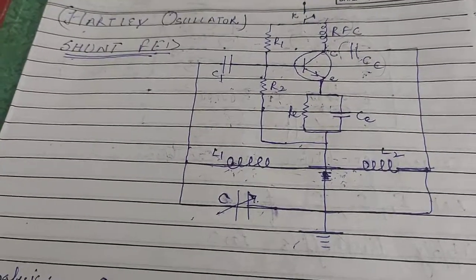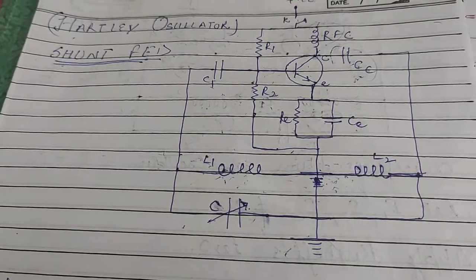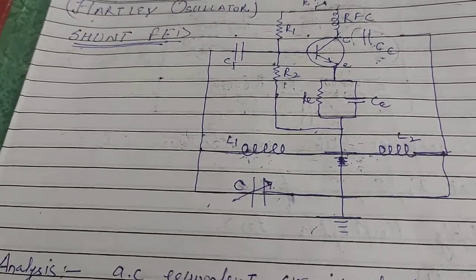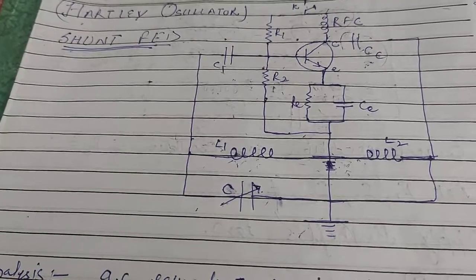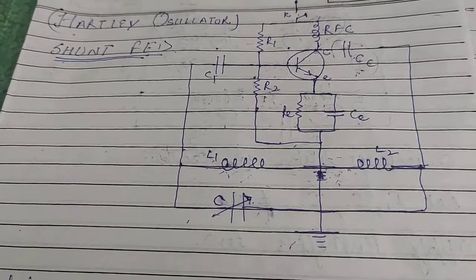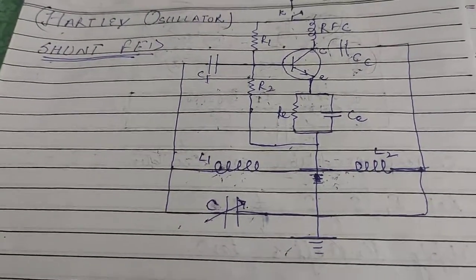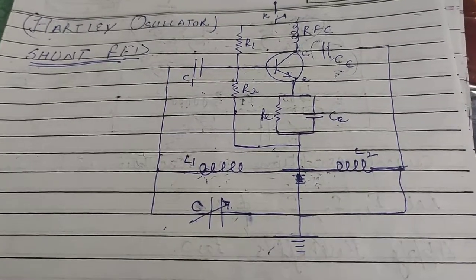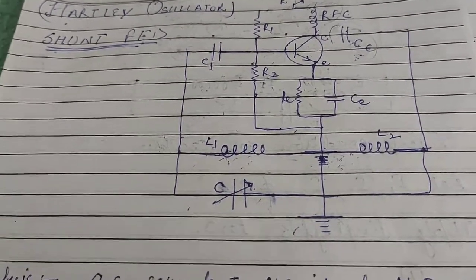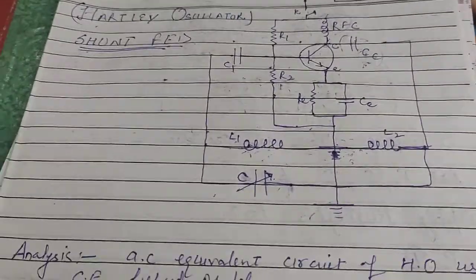Since we have used a common emitter transistor, it introduces a 180 degree phase shift between the input and output voltage, and the feedback circuit, by means of the auto transformer, further introduces a phase shift of 180 degrees. Hence a total phase shift of 360 degrees appears between the output and input voltage, resulting in positive feedback in the case of Hartley oscillators.